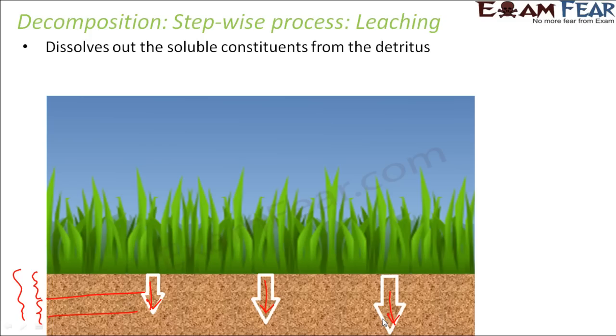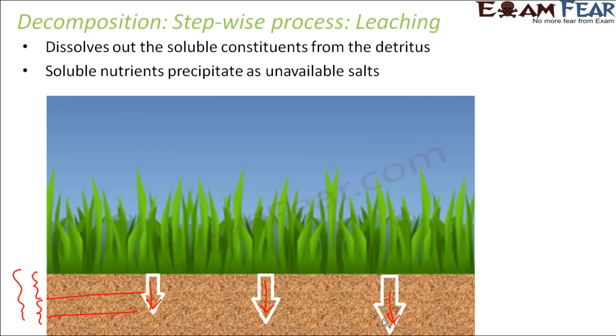So basically in the first step you broke down the complex organic substance into simpler forms. In the next step you snatched out all the water soluble constituents from the detritus. So the soluble nutrients precipitate as unavailable salts. So this is how the soluble nutrients vanish off of the detritus. So this was the second step.